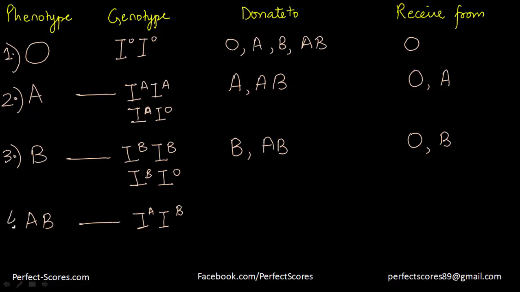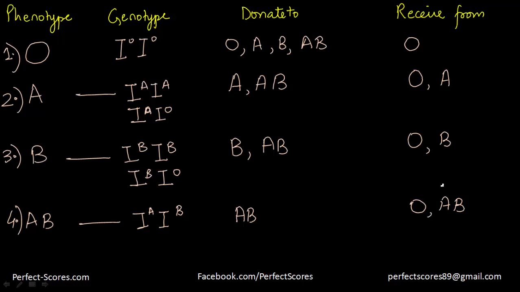So coming to the fourth one, AB can donate blood only to AB. And it can receive blood only from O or from AB. So you can just take a while to understand this table in a little more detail and try to build this table on your own as well.